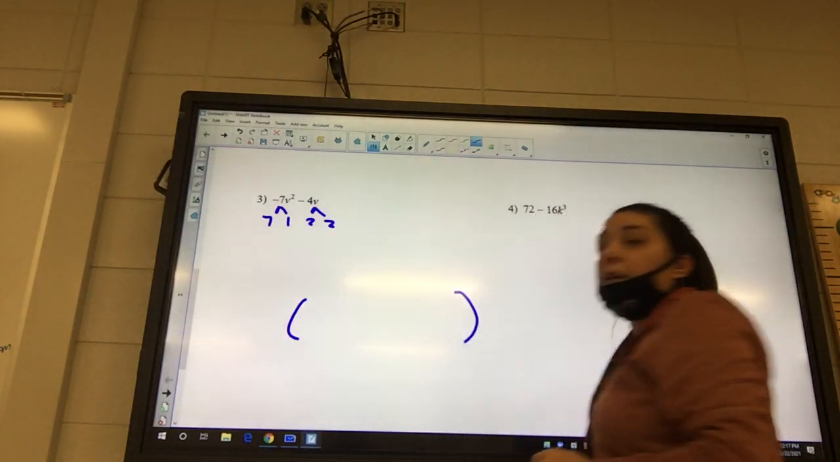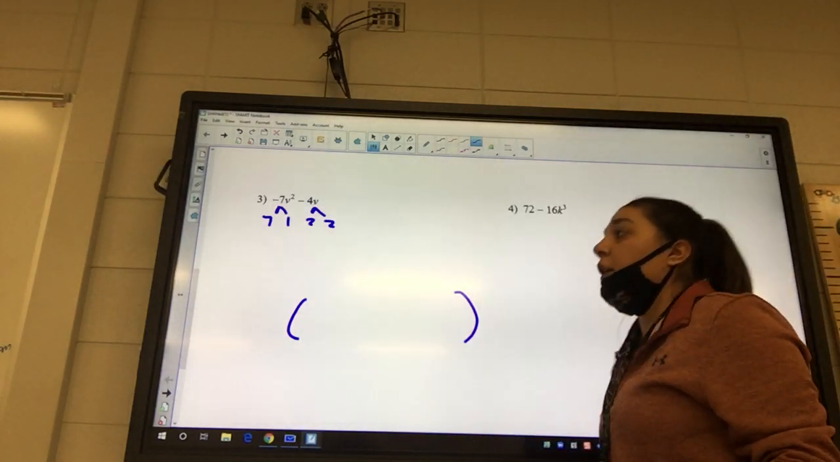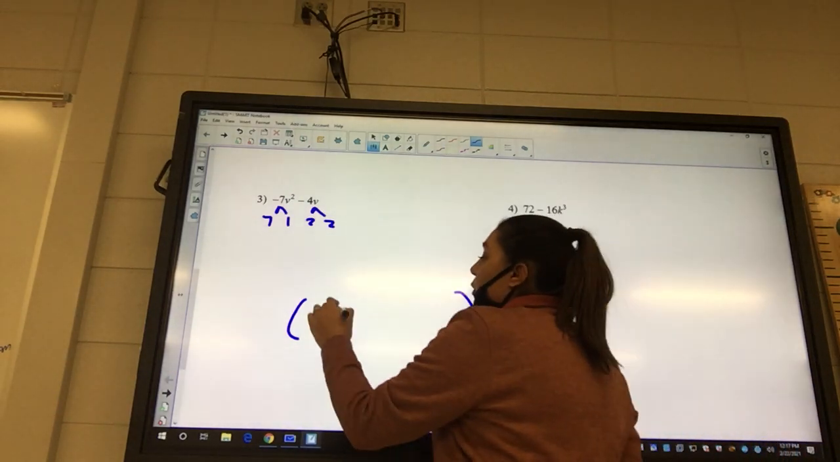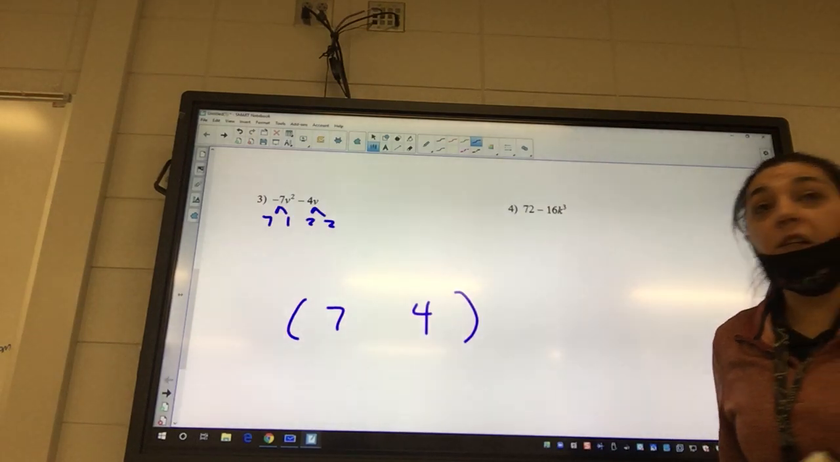We still put the parentheses there. We don't put anything on the outside. Okay, we don't put a number on the outside. So the 7 and the 4 can still stay where they're at. The signs are always going to stay where they're at.